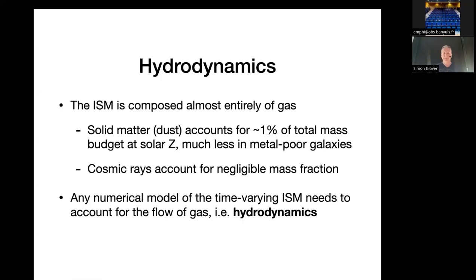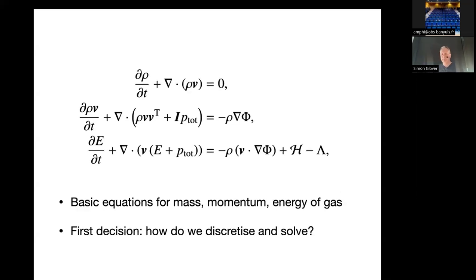What are the physical ingredients that we need to worry about when we're trying to simulate a galaxy? Well, the ISM is made of gas, primarily. So the obvious starting point is, how do we model gas on computers? How do we model hydrodynamics? This is 99% of the ISM. The dust and the cosmic rays are a tiny fraction of the mass. So any model of the ISM needs to account for how gas flows. These are the equations of fluid dynamics that we normally use: the Euler equation for the momentum, the continuity equation, and the standard energy equation.